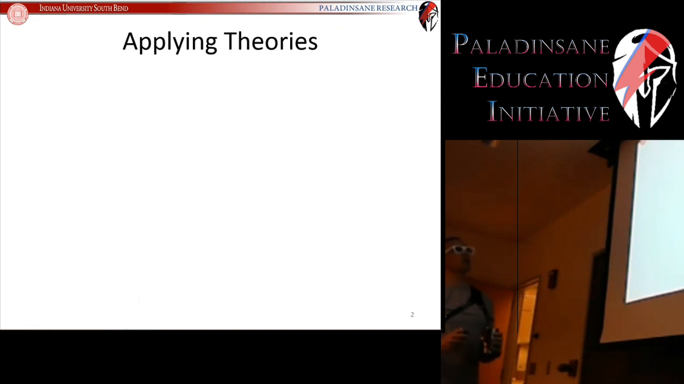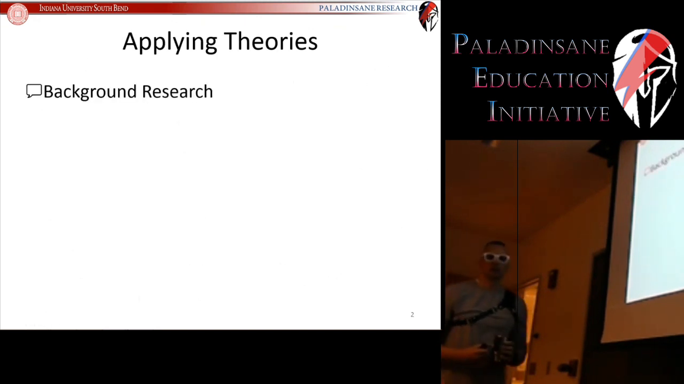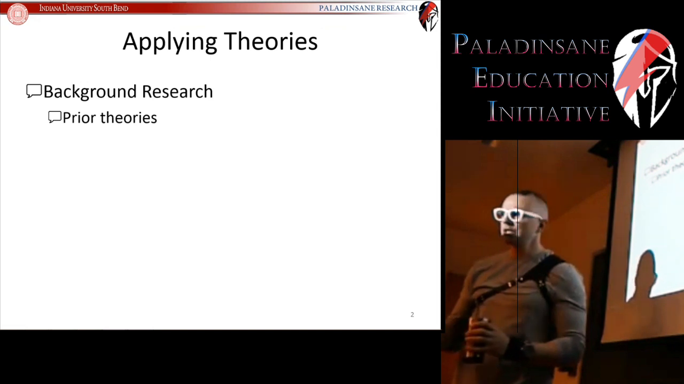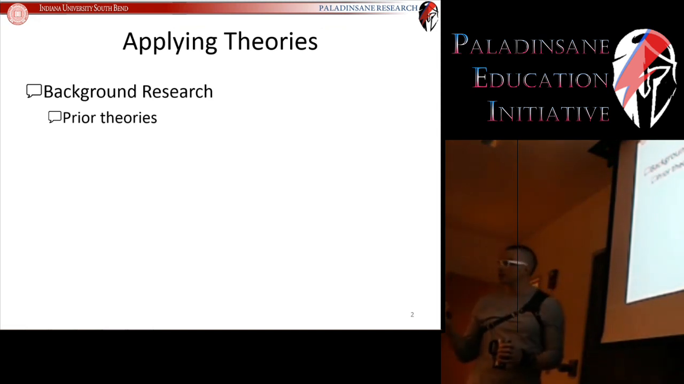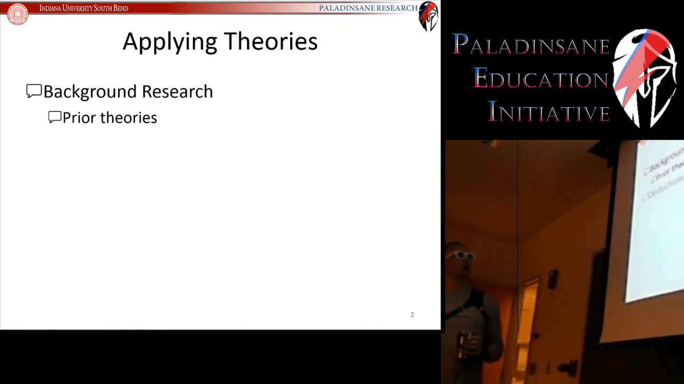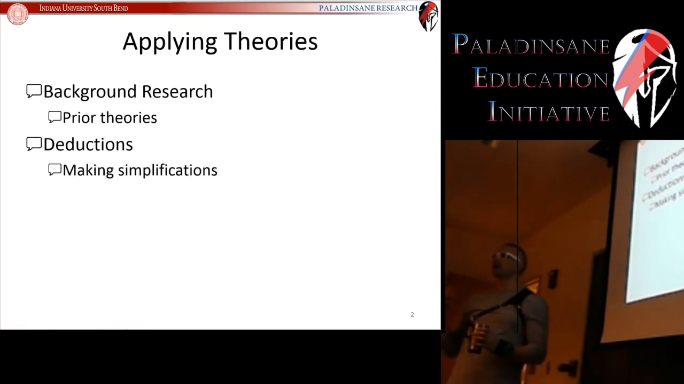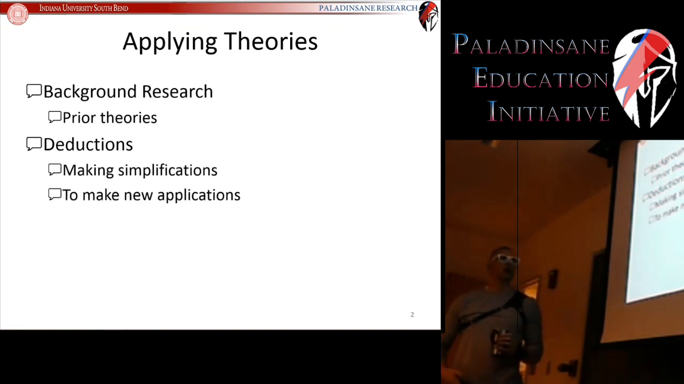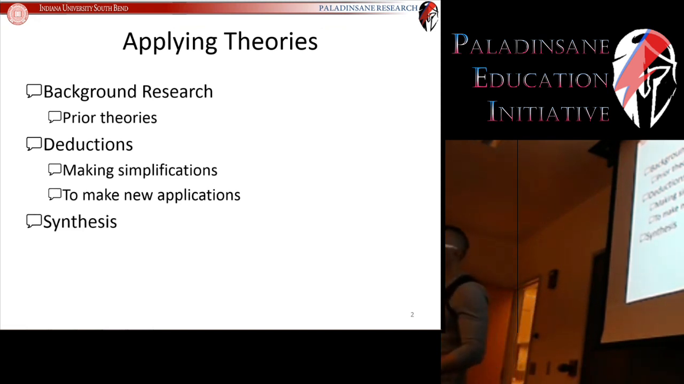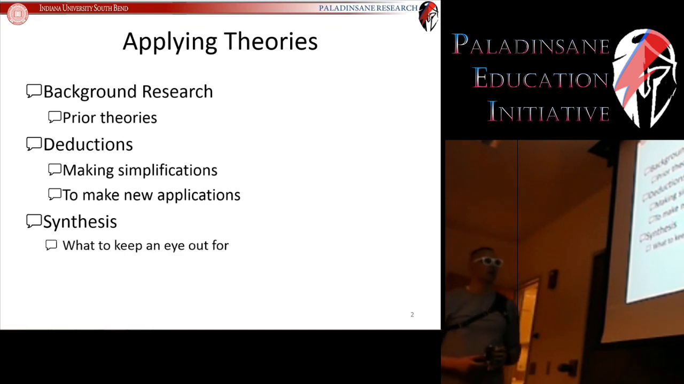So all of that requires the ability to apply theories. So we're going to talk about the background research. This is where you get your theories from. This is where you get those prior theories. We're going to talk about deductions, how you might need to make simplifications, how you're going to make new applications. And then we're going to talk about the synthesis of it.